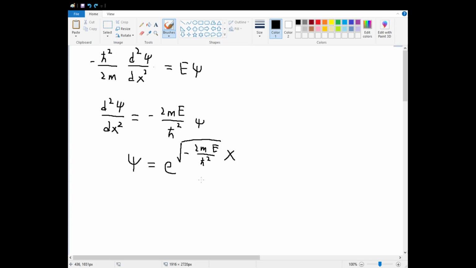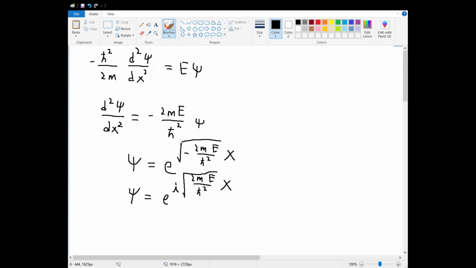And from here, we can do a bit of simplifying. First off, there's a negative in this expression, so we can move that out. So psi is going to be equal to e to the power of i, and then times the square root of this entire thing on the inside, times x, where x is outside of our square root.